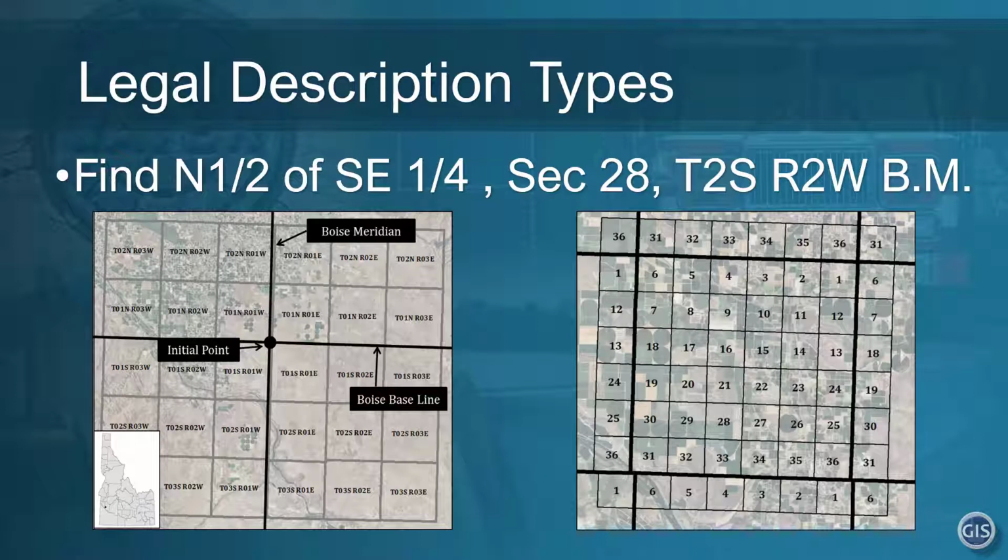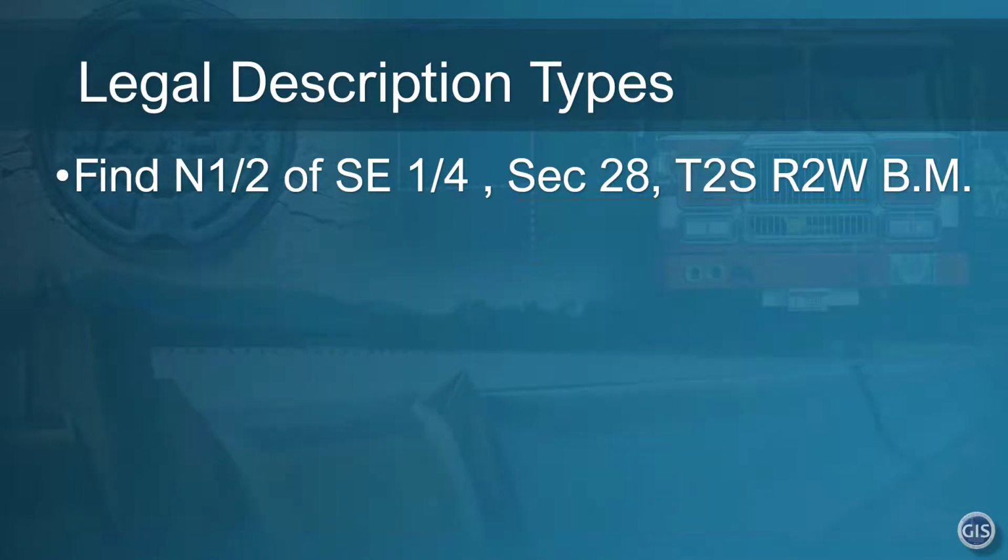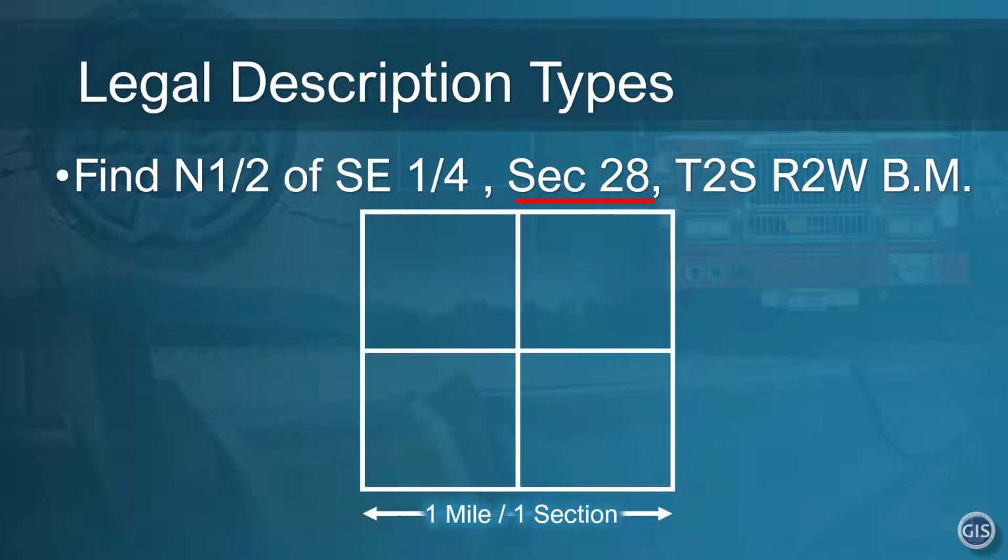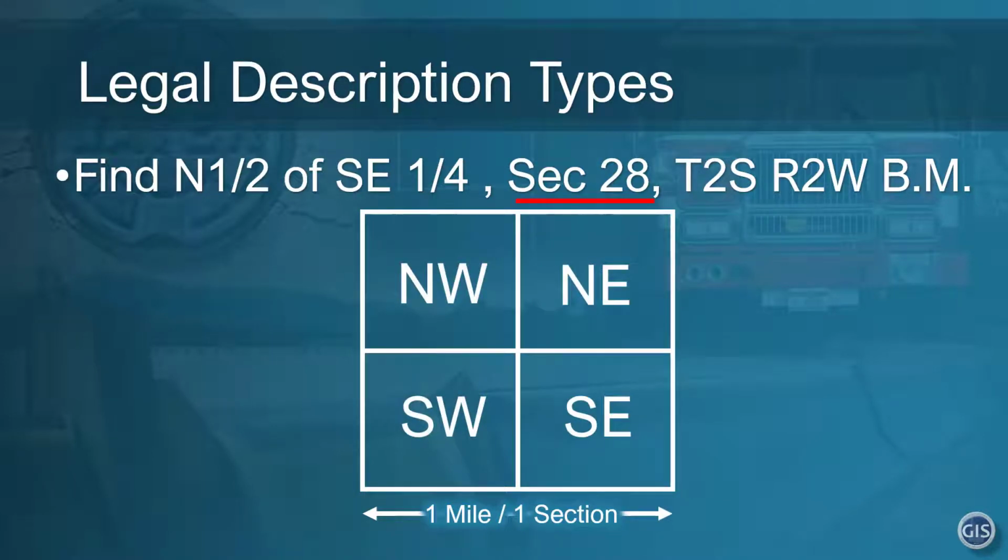Now let's try and locate this legal description. Let's start with Township 2 South, Range 2 West. On the graphic to the left, you can see where Township 2 South and Range 2 West is. Now let's find Section 28. On the graphic to the right, you can see where Section 28 is. Here we have Section 28. Let's find the southeast quarter of Section 28. The southeast quarter is at the bottom right. Now we just need the north half of that, and we've completed this legal description.